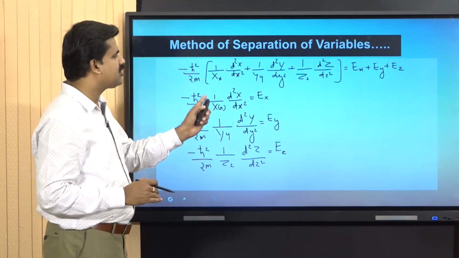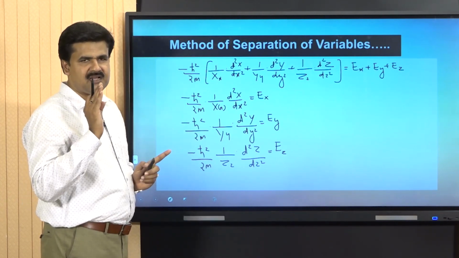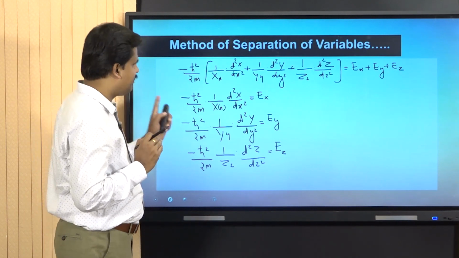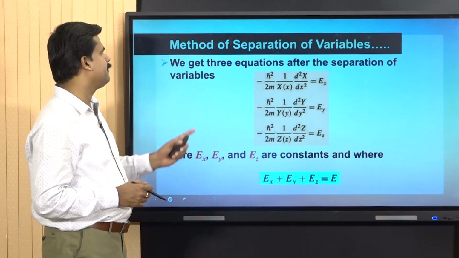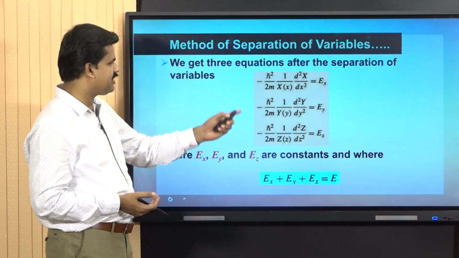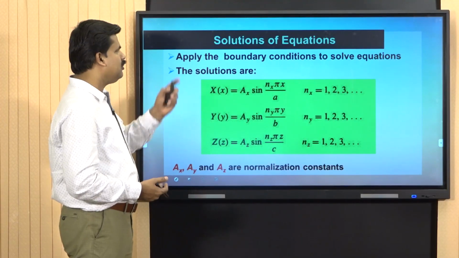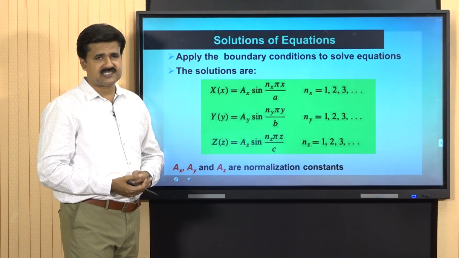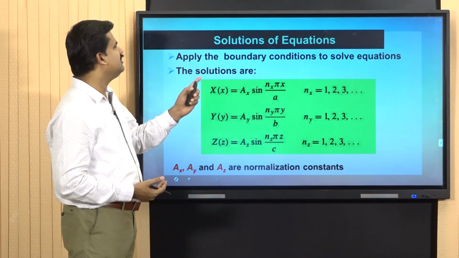That means we got three relations, each equation having only one variable in it. Now, we got three equations after the separation of variables, and they are like this, where Ex, Ey and Ez are constants, and Ex plus Ey plus Ez is equal to the total energy of the system. Now, the solution of the three equations. We have to apply boundary conditions to solve the equations.